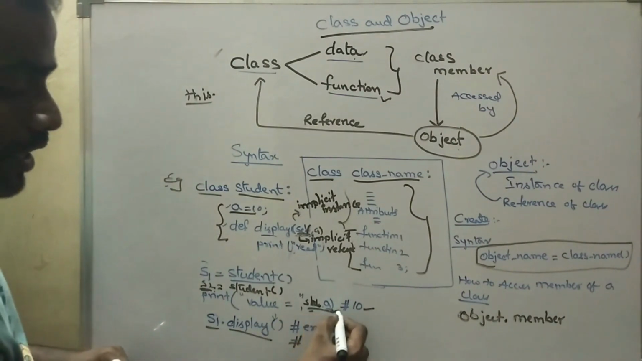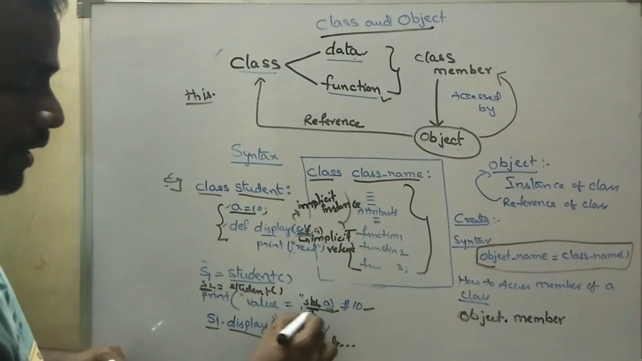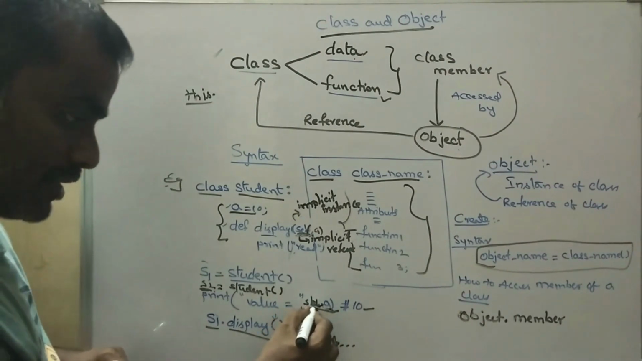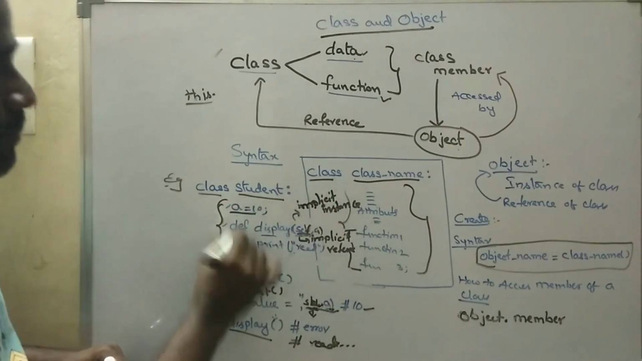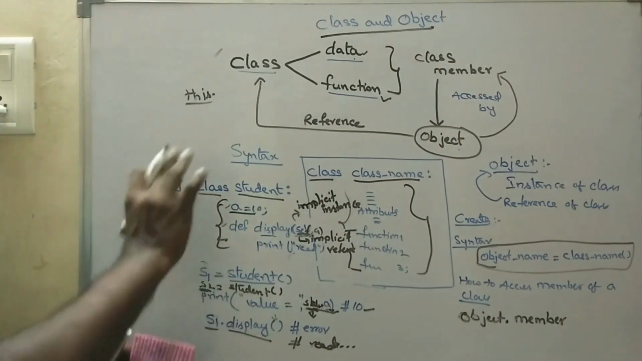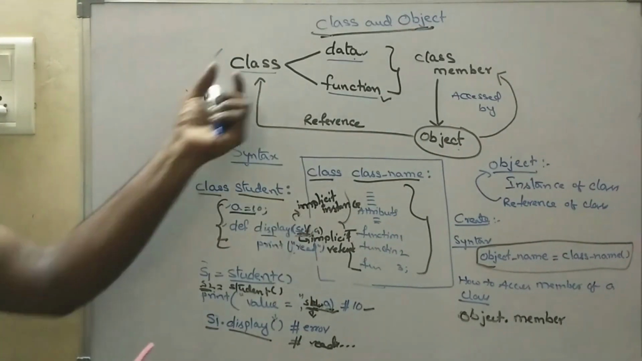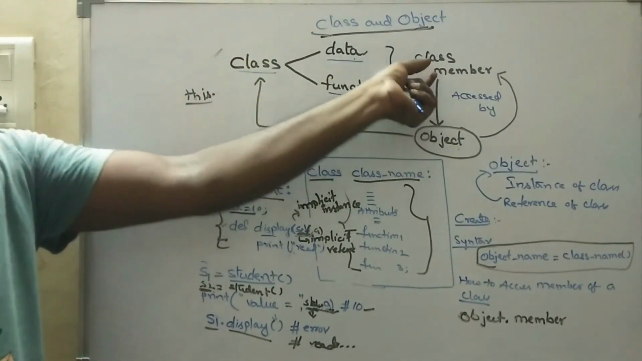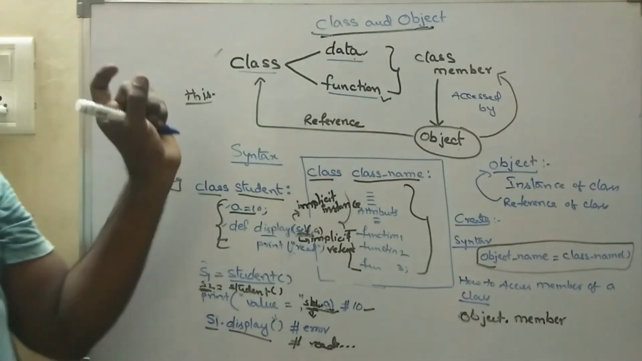So Student.a or s1.a: using the class name dot member variable, or the object name dot member variable, is the logic to access the members of the particular class. It is a simple logic for classes and objects. A class is nothing but a collection of data and functions. These two are called the class members. Then I can access these class members by using the object.